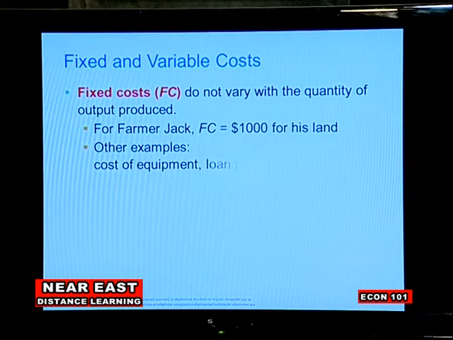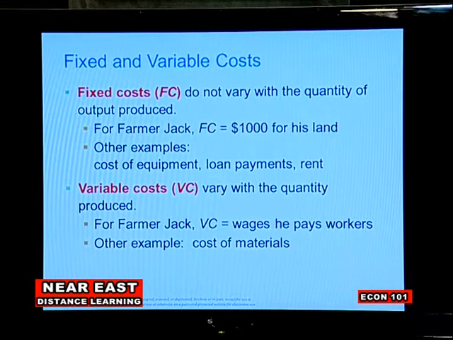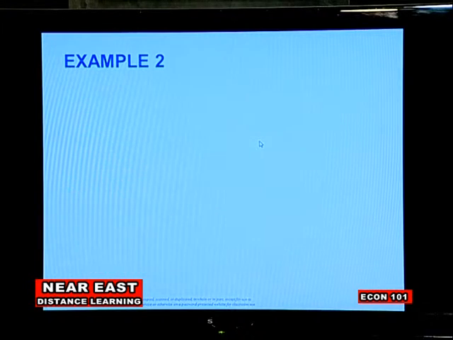We have fixed and variable cost. Fixed costs do not vary with the quantity of output produced. Like for Farmer Jack, it is the cost of land. We can give other examples: cost of equipment, loan payments, rent. And we have variable costs, which vary with the quantity produced. For Farmer Jack, variable cost equals the wages he pays workers. Another example is the cost of materials. So total cost equals fixed cost plus variable cost.